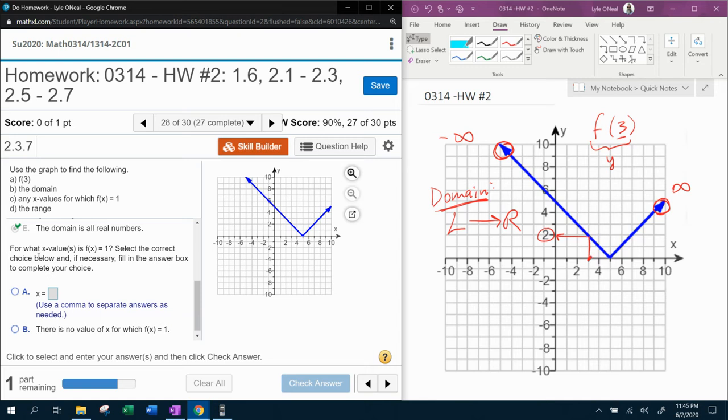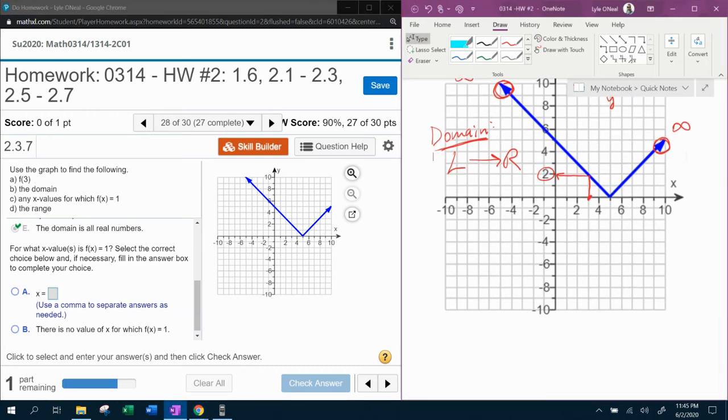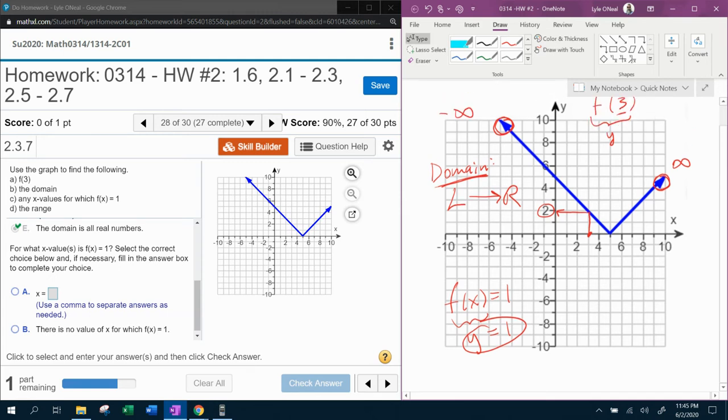All right, next. For what x values is f of x 1? And so if I was to make a note over here for that, we know that f of x equals 1 basically says, hey, where is y 1? Okay? That's what it's saying. And so to do that, let me grab my eraser and get rid of this real quick. To do that, we're going to go to where y is 1 right here, and we're going to go across until we hit the graph.